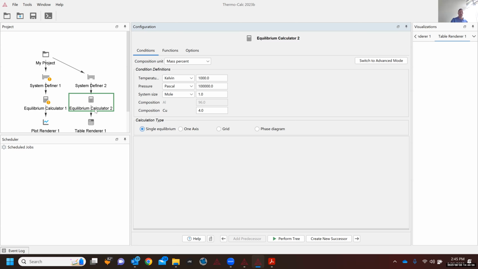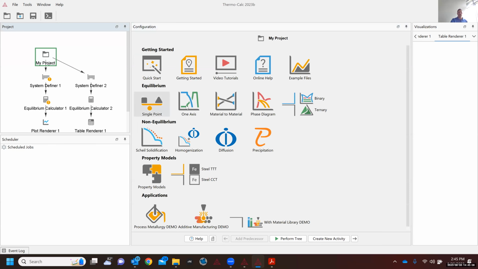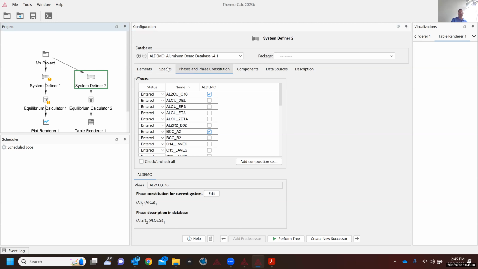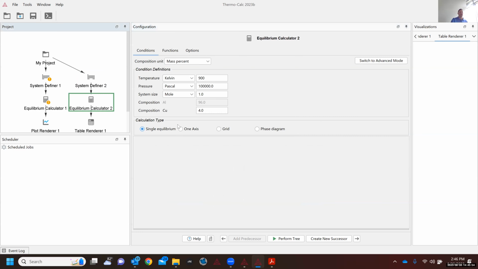And under the equilibrium calculator, you can see that you can basically switch between all of these in here too. There's one equilibrium calculator, and the only difference between single point, one axis, and phase diagram is which button is default in the calculation type. So say we want to know, at 900 Kelvin, what is the equilibrium of our aluminum 4% copper? Notice again, we can change our composition unit. We can change our copper concentration unit. If you put something in for the copper content over in the system definer, like I did, it will translate over into this.